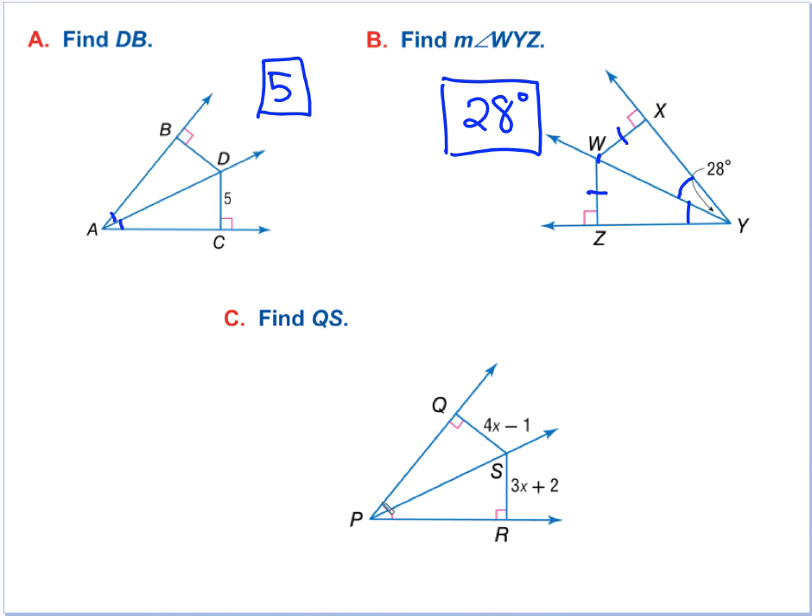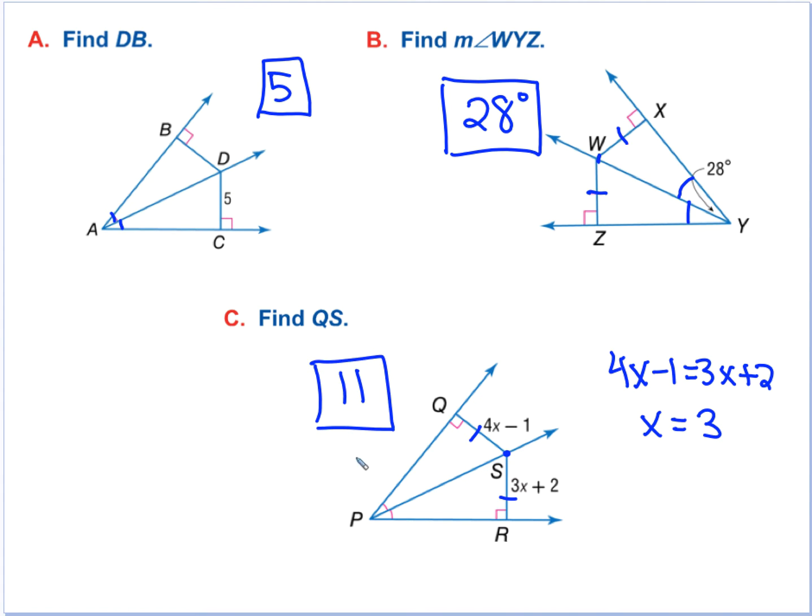All right, so you should see it's on the angle bisector. So just like up here where we used the regular theorem, the angle bisector theorem, same thing. I know that QS is going to be congruent to SR since it's on the angle bisector. So 4x minus 1 equals 3x plus 2. So you get x equals 3. And then plug that back in to get QS, which would be 4 times 3, 12, minus 1, 11.